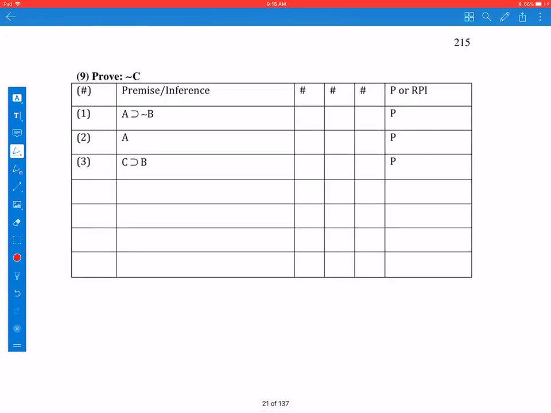Number 9. Okay, we have to prove not C. We have 3 premises, and so first thing, let's look for a not C, and we don't see one. So we should look for its opposite in an antecedent. So we should look for C in a conditional, and then we're going to look for the opposite of the consequent if we can find that conditional.